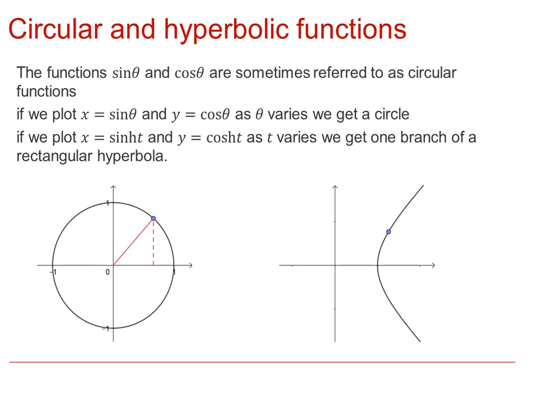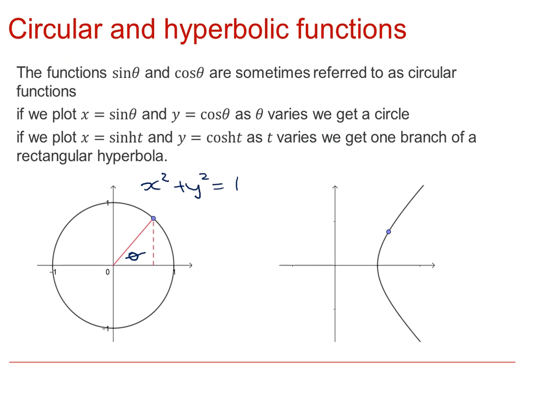The functions sine theta and cos theta are sometimes referred to as circular trigonometric functions, because if we plot x equals sine theta and y equals cos theta as theta varies, we get a circle. So we have theta. And we'd also find that x squared plus y squared would equal 1, for example here with radius 1, the unit circle.